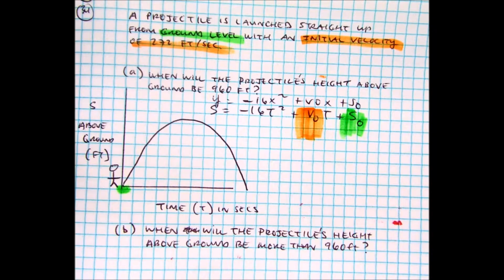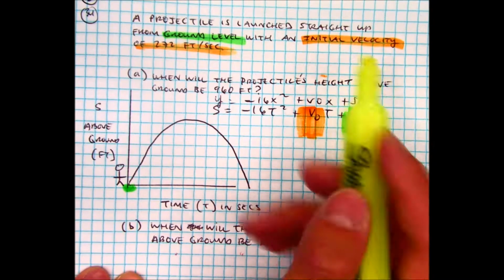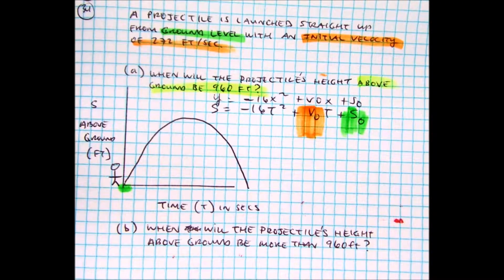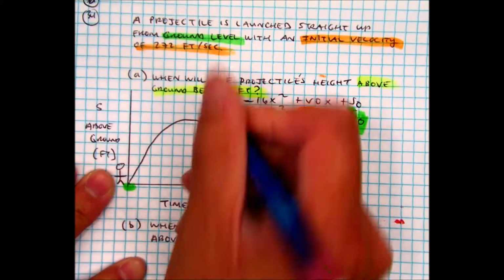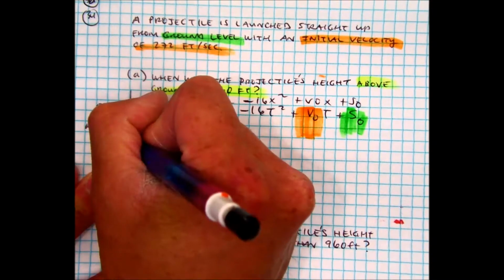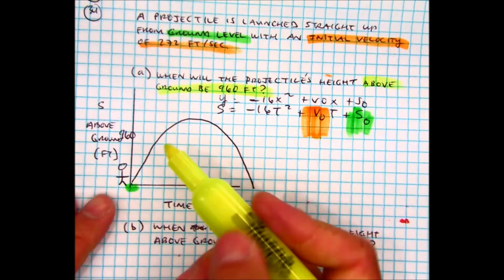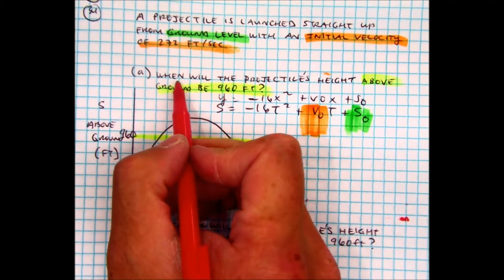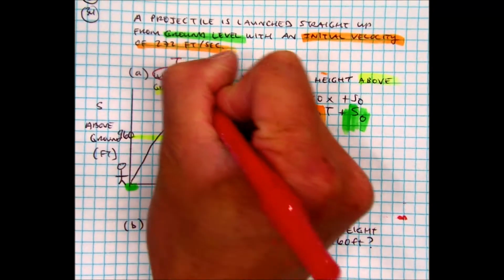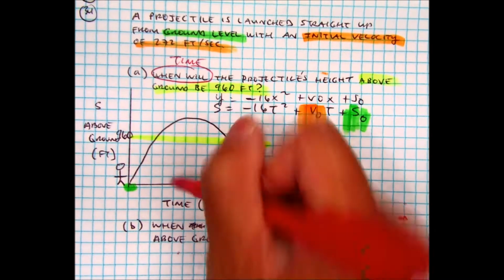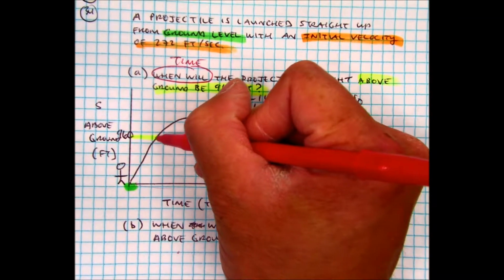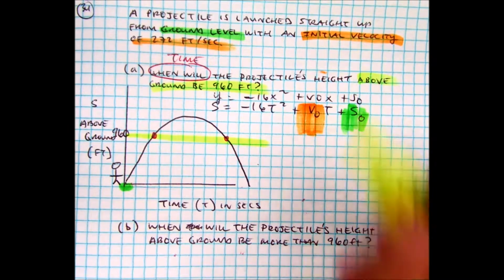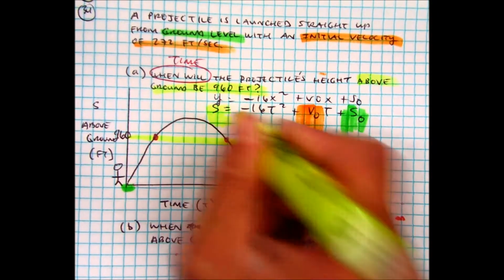And then it tells us when will the projectile's height above ground be 960 feet. So mark right here 960, not at the vertex, but a little bit lower. And you kind of want to know this, right? When is a time question. They want to know when, in time, here on the x-axis, does the x values reach here and here. So above ground of 960 feet will be this.